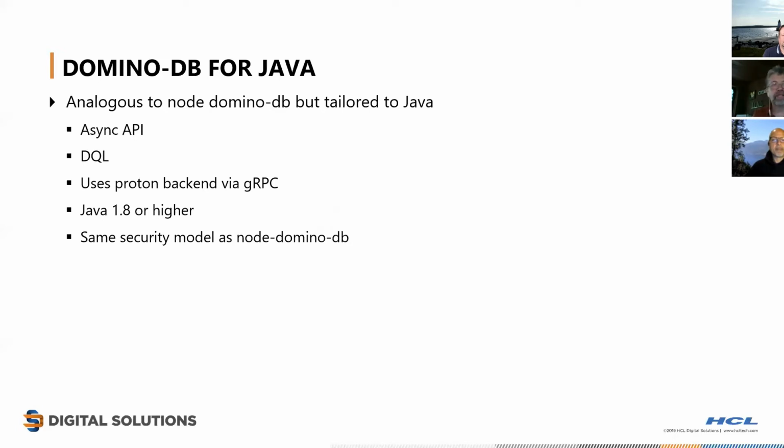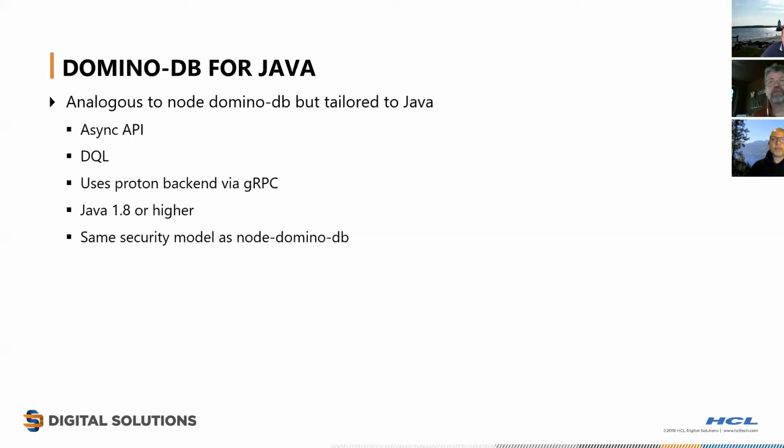So first, Domino DB for Java. As I said, it's analogous to the Node Domino DB API, but it's tailored to Java, obviously. So there's things that are different about Java coding. But it is an async API. It still uses DQL. It uses the Proton backend via gRPC protocol. It supports Java 1.8 and higher, and it uses the same security model as Node Domino DB. Now, currently, it's a tech preview. There's some things missing that are called out in the documentation. But this is a good time to kick the tires on this.